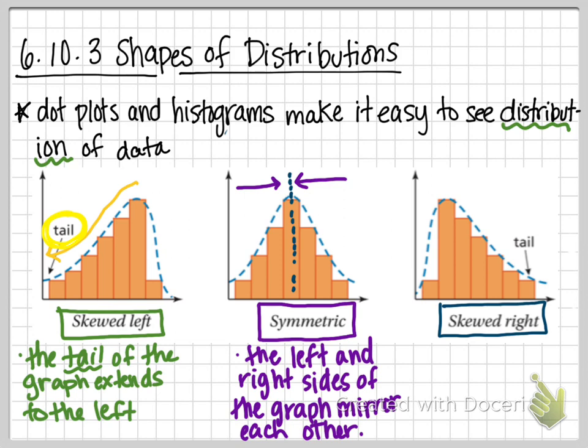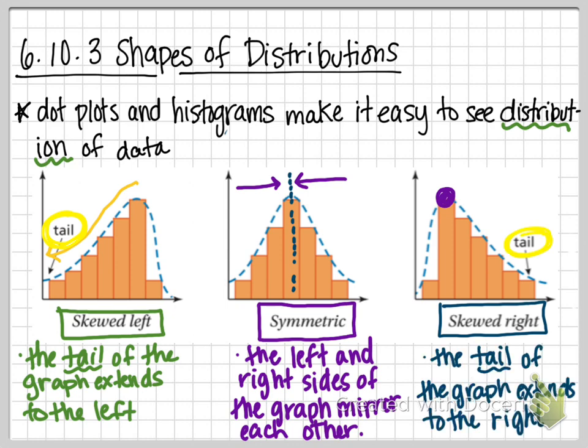A skewed right distribution looks the opposite of skewed left, where we have this highest point in our graph somewhere over here to the left, and the tail extends to the right. So the tail is going to the right from that highest point in our data, and we would call that skewed right.